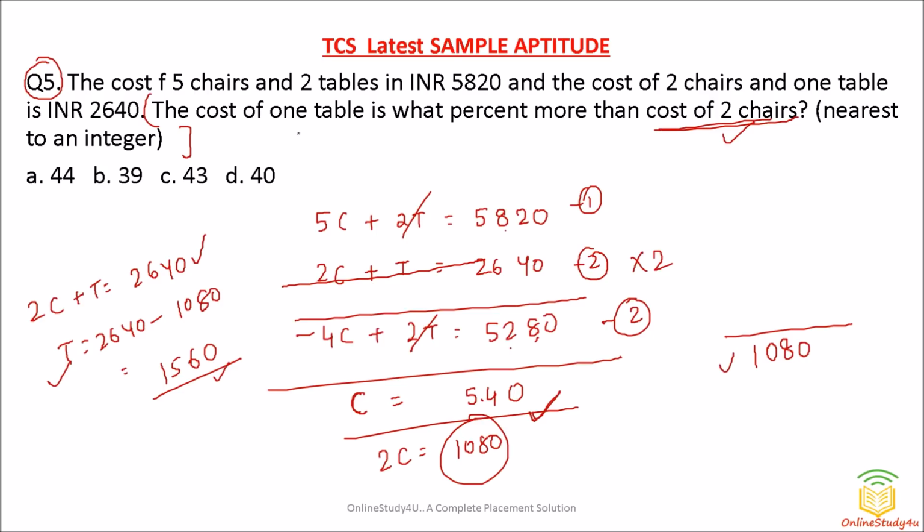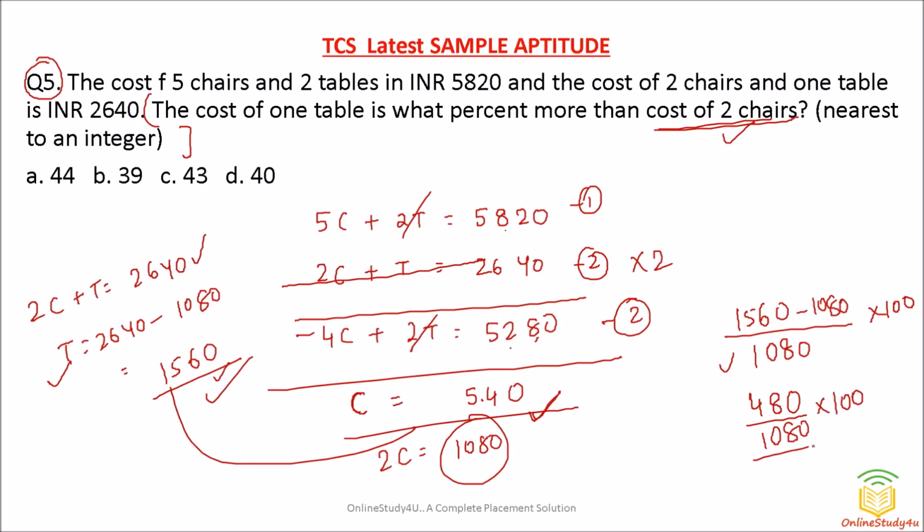Now the cost of one table is what percentage more? Percentage more means, friends, we need to find out the difference here. 1560 minus 1080 into 100. So this is 0. 16 minus 8 is 8. Okay, and 14 minus 10 is 4, divided by 1080 into 100.